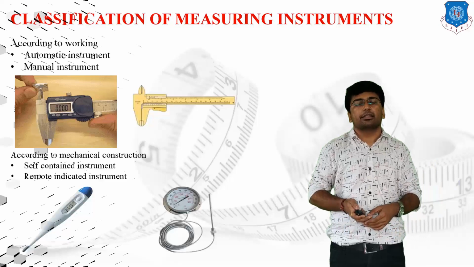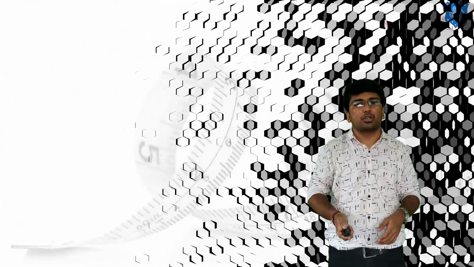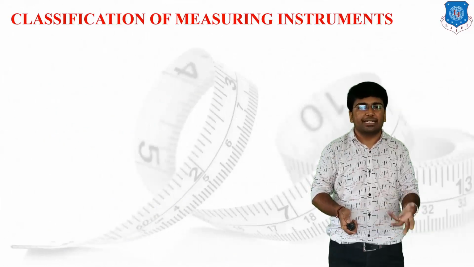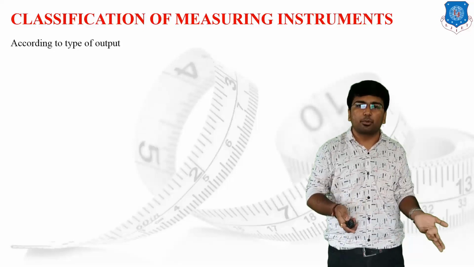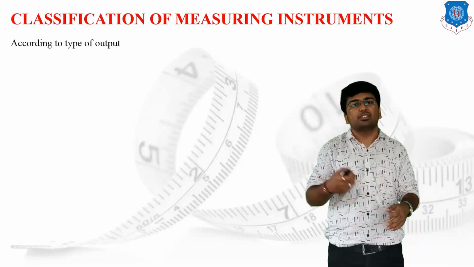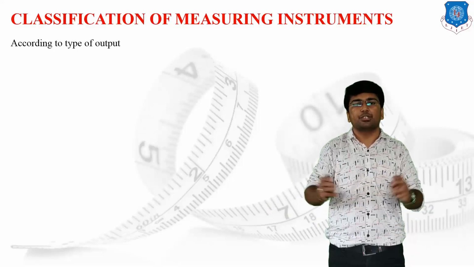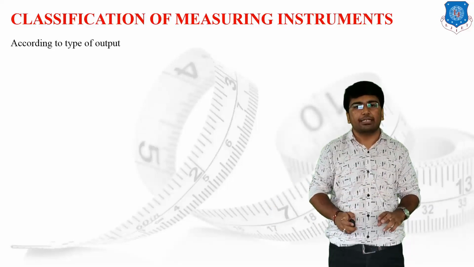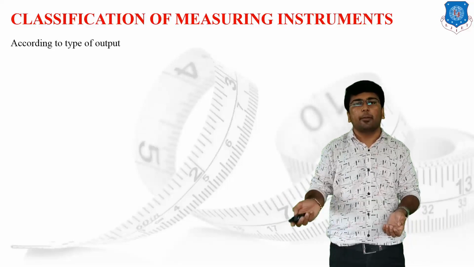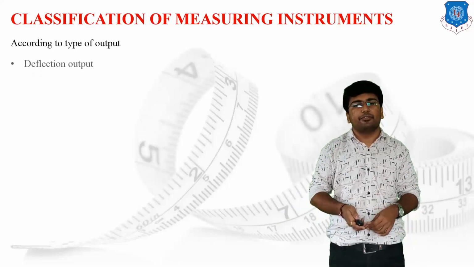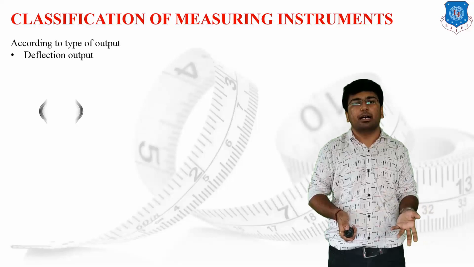The next category of the classification of measuring instruments is according to the type of output. Whatever the output that is provided by the instrument, on the basis of this category we have classified the instruments into two different categories. The first one, that is the deflection type output, and the second one, that is the null type output.